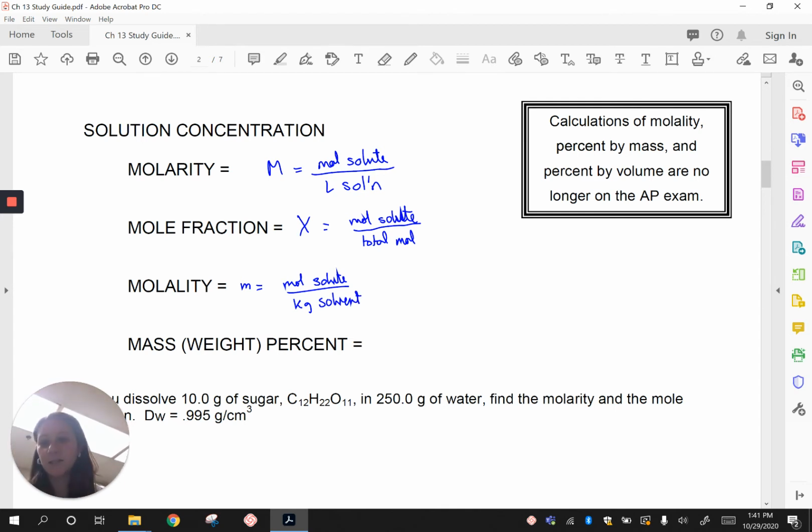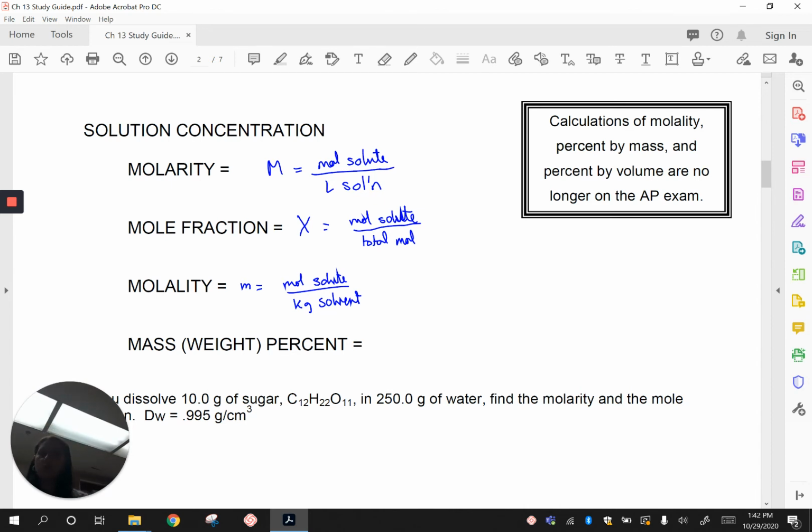And molality is not something that you need to know for the AP exam. It is something we studied last year, and it's definitely something that you need to know for college chemistry. The only time we use molality is for colligative properties, if you remember, like boiling point elevation, freezing point depression, stuff like that. And the colligative properties are out of the AP exam, so you do not need to worry about molality for the AP exam.